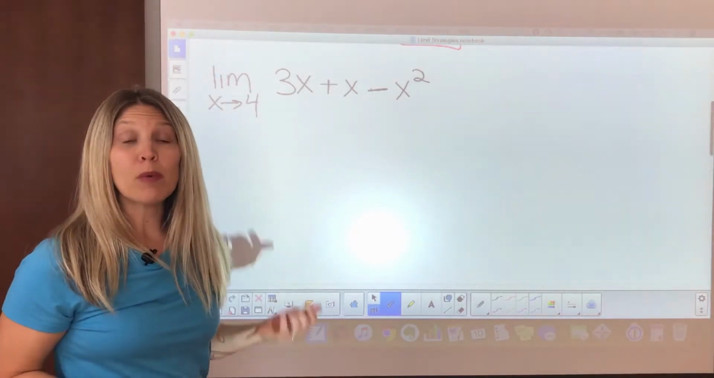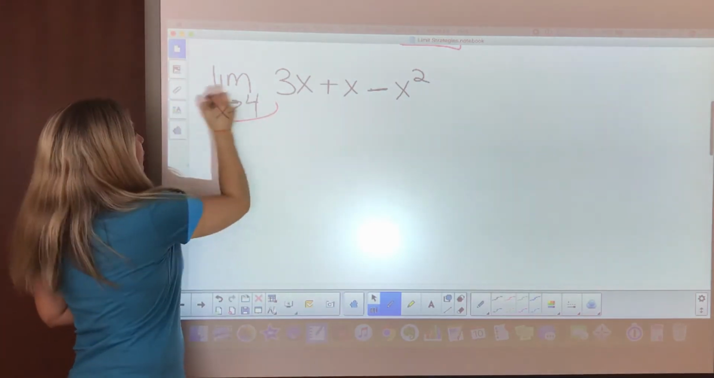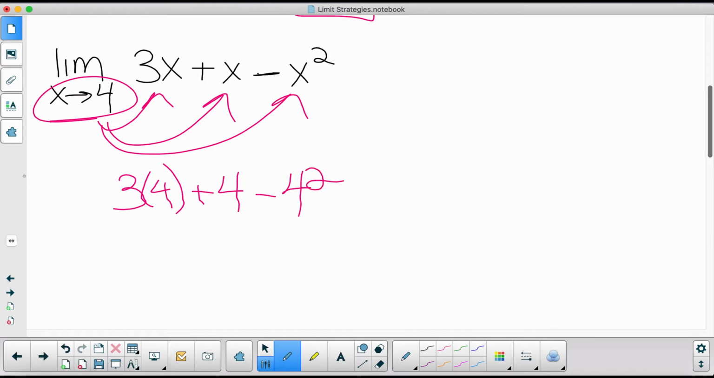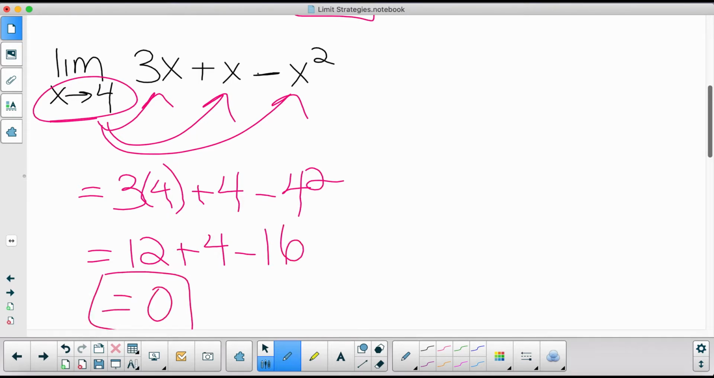For the next problem they want is x goes to 4. X is going to 4, so again, all we're going to do is plug in 4 to our x values. So 3 times 4 plus 4 minus 4 squared. That gives us 12 plus 4 minus 16. You've got 16 minus 16. You got a big fat 0 for that one. All that work for 0.